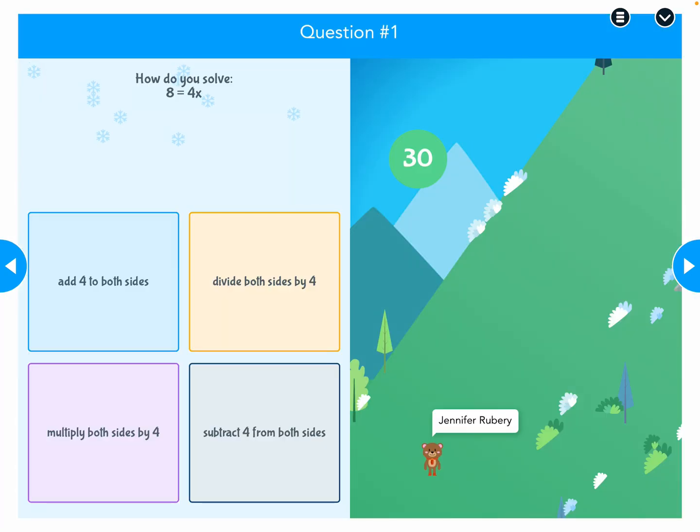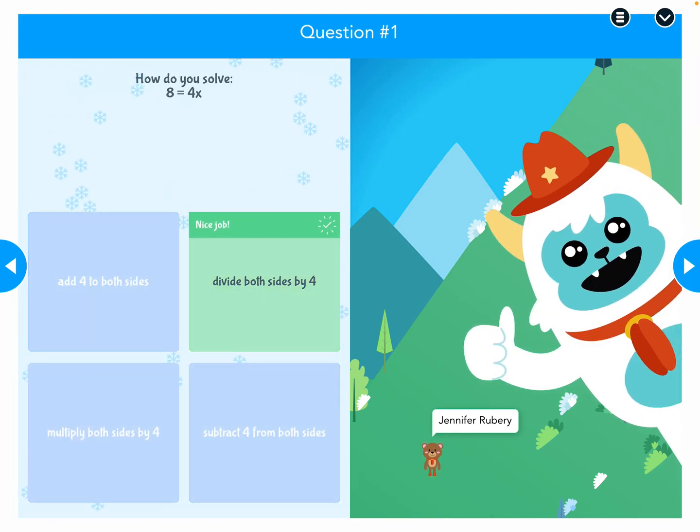All right, let's take a look at the first problem. So I have 8 equals 4x. What am I going to do to solve it? I need to get the x by itself. It's next to a 4, which means it's being multiplied. So the inverse operation of multiplying would be dividing. So I need to divide both sides by 4 to isolate the variable.